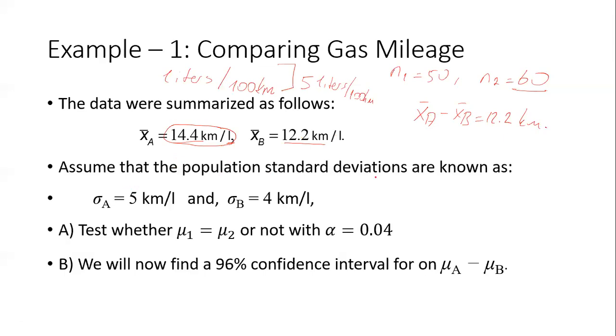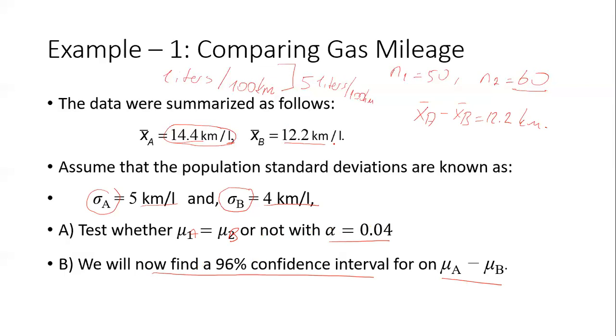The population standard deviations are known as 5 kilometers per liter for A and 4 kilometers per liter for B. So the first question is: test whether mu A is equal to mu B or not, with alpha equal to 0.04 significance level. And let's find the 90% confidence interval for mu A minus mu B. So this is the question.